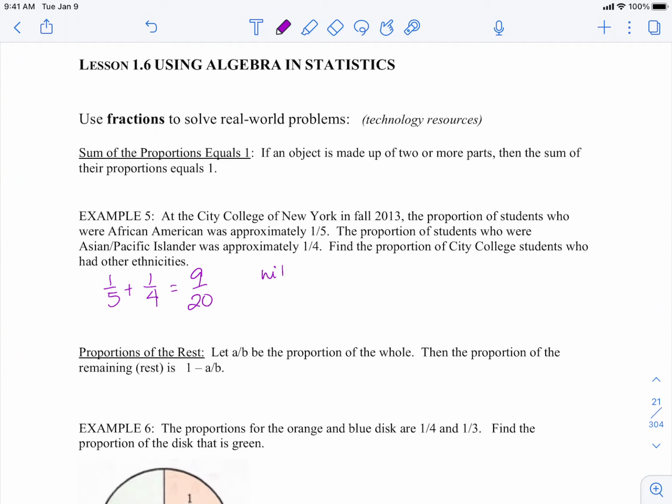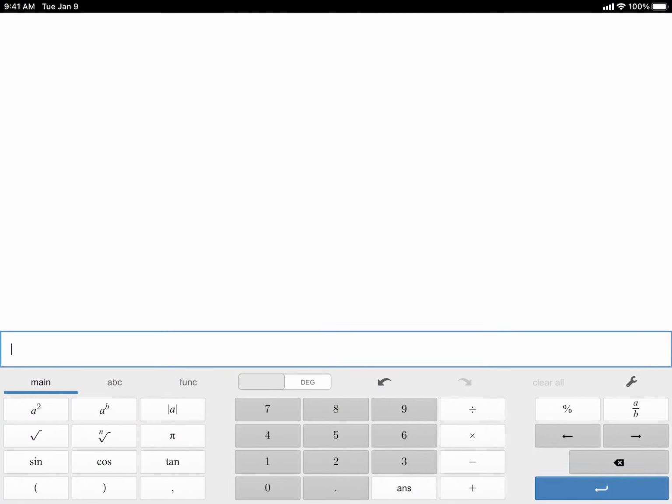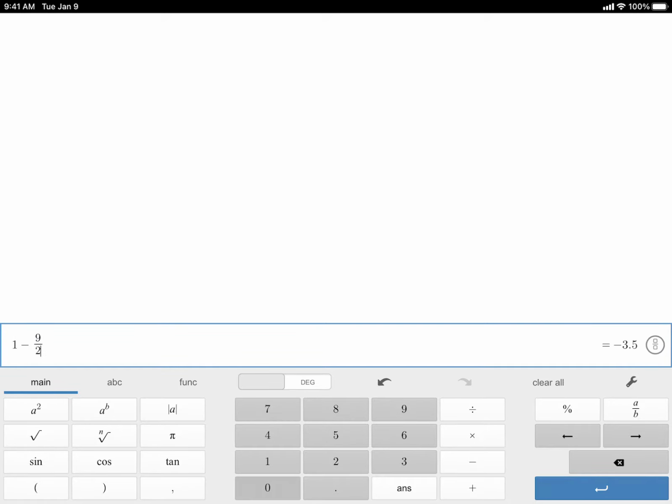And as a reminder, you're going to hit the button that looks like a little fraction on Desmos to change it to a fraction. All right, so we want the proportion of City College students who had other ethnicities. So we want everyone else. So I'm going to do 1 minus 9/20. So I can do 1 minus 9 divided by 20, hit the fraction button, and we see it's 11/20.